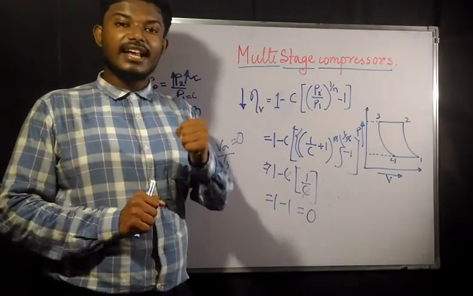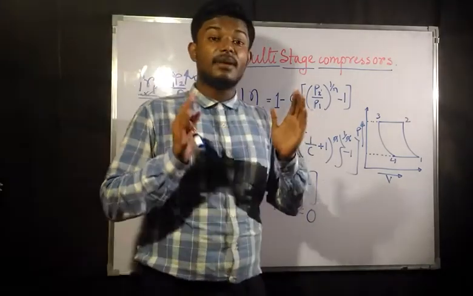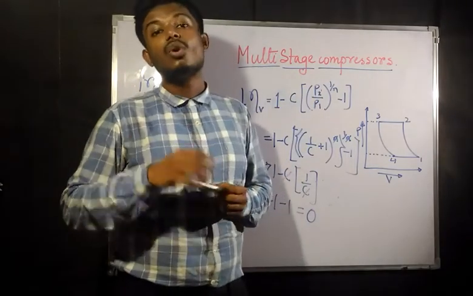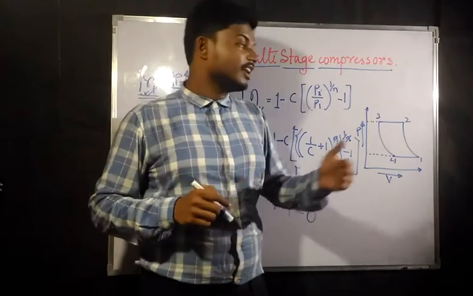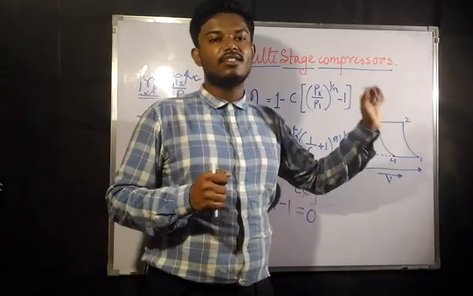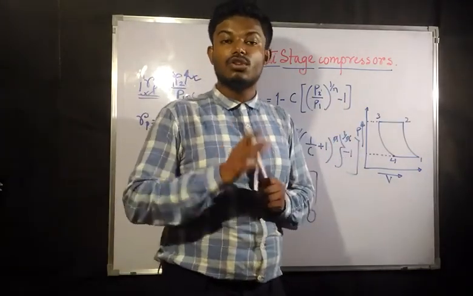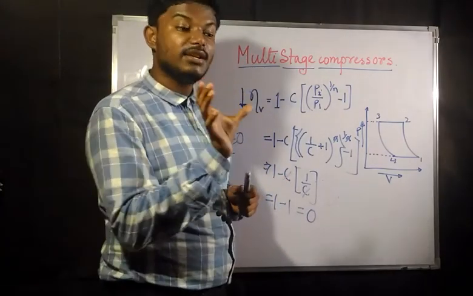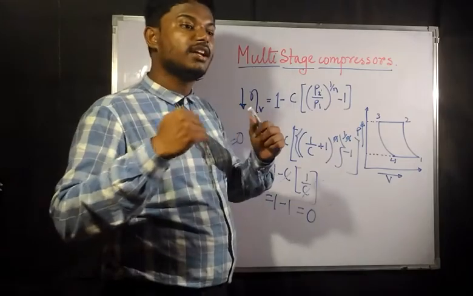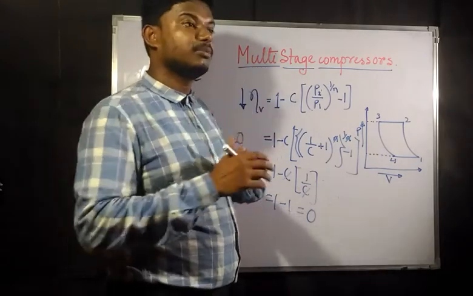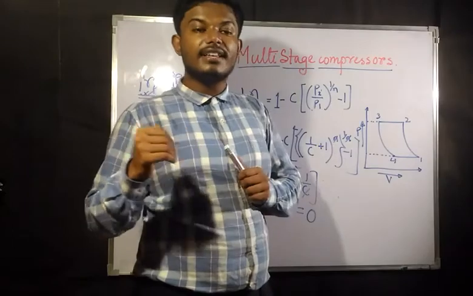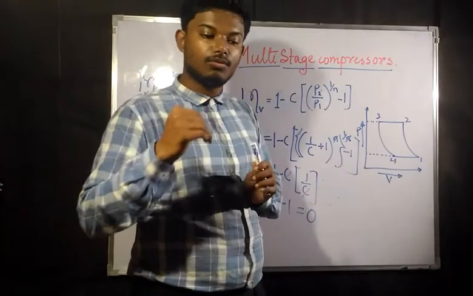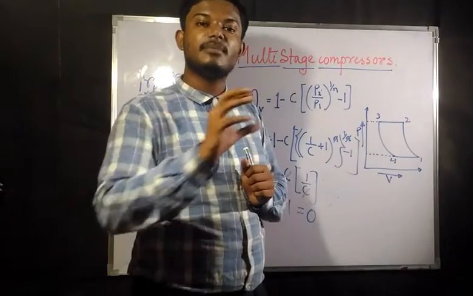Another thing is that if you apply intercooling between the stages of compressors, then the work required by the compressor is going to get decreased. So what did I say? Between the stages, if we use intercooling, that means what? Suppose we need to go to 8 bar. Now I am compressing it from 1 bar to 2 bar, so I have increased the pressure up to 2 bar.